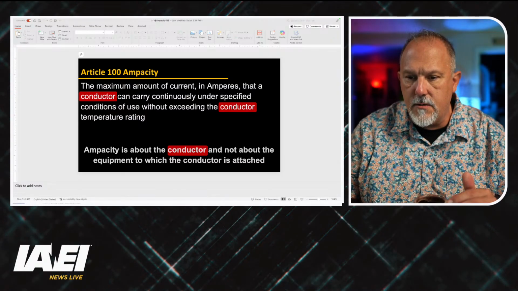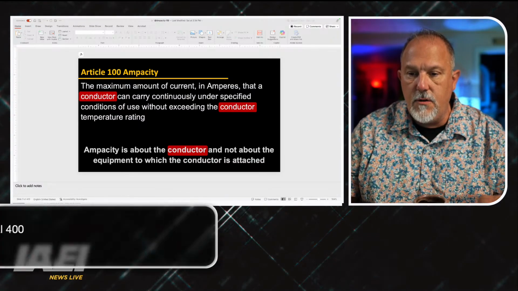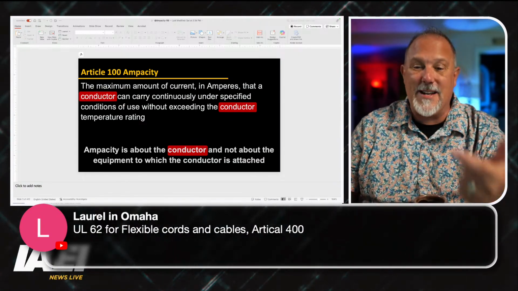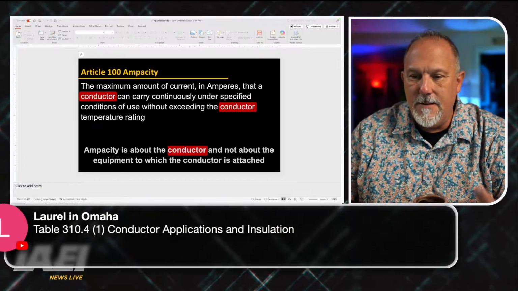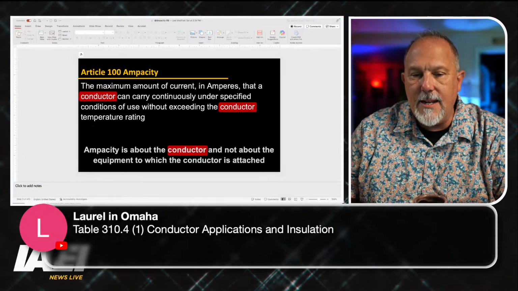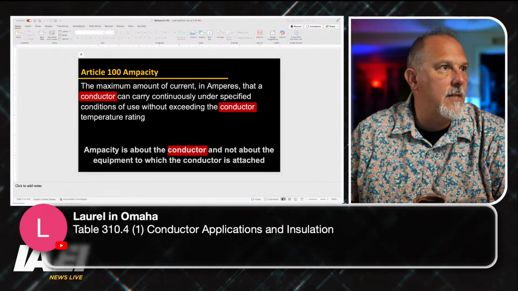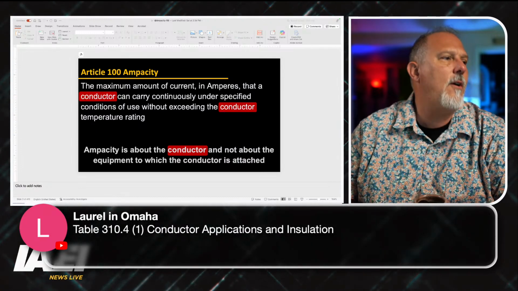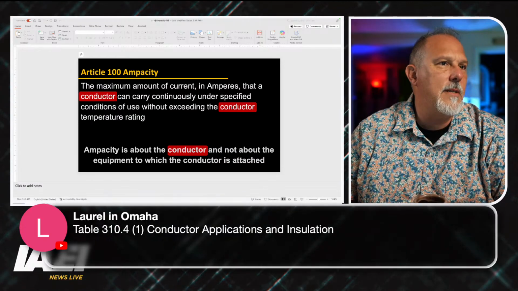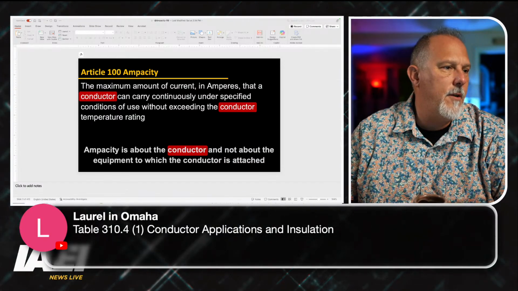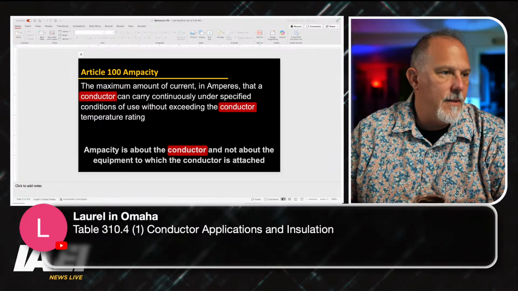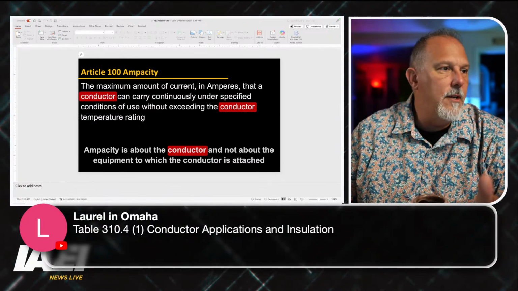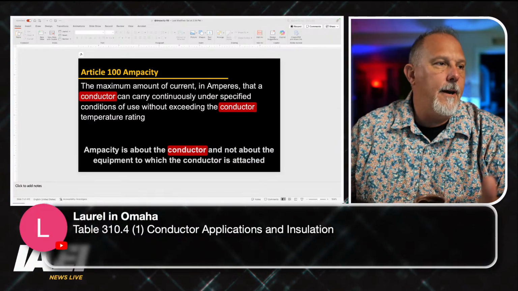Laurel says UL 62 for flexible cords and cables, Article 400. Oh, very good point. You've got to go back there. Very good, Laurel. And in 310.4, conductor applications and insulation. Yes, 310.4. Oh, that's where it's at. I thought it was 310.3. No, you're right, 310.4, that's it. That's the table 310.41. Thank you, Laurel, for that correction.